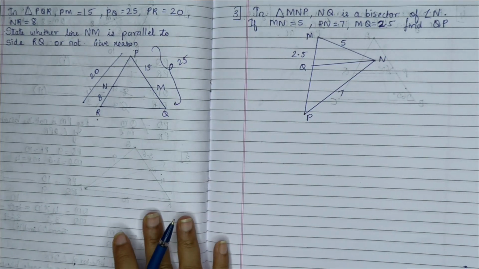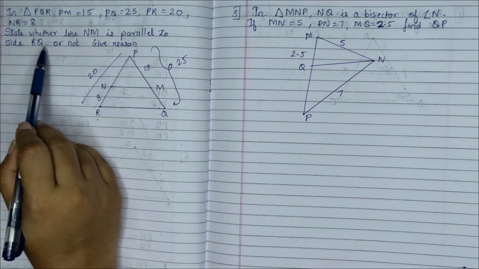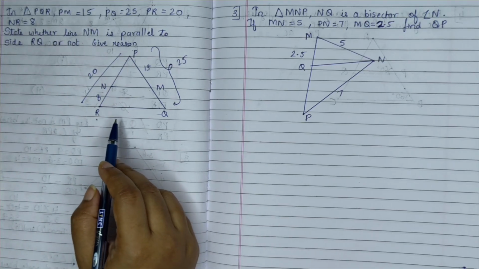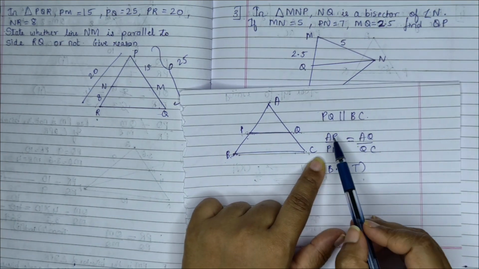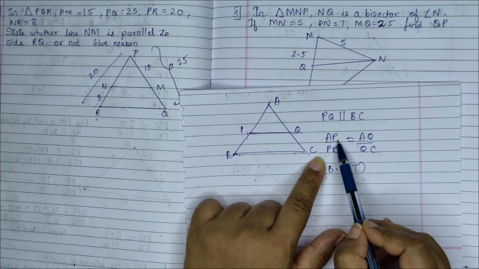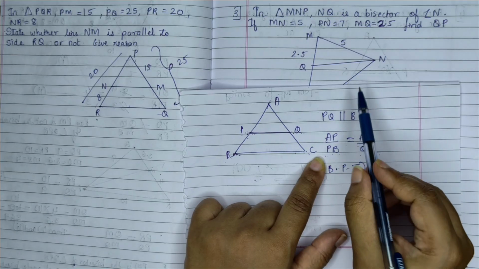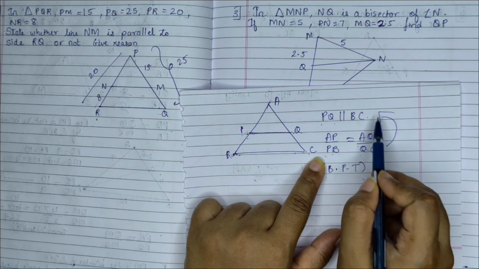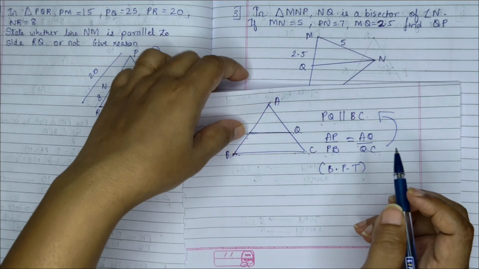Okay, now see here, we have to state whether NM is parallel to side RQ or not. Now this we can do by the converse of the basic proportionality theorem. Okay, the converse of the basic proportionality theorem is the reverse. We can say that if AP upon PB is equal to AQ upon QC, if both the sides are equal, then we can say that PQ is parallel to BC. Okay, reverse. Then we can say that it is by the converse of the basic proportionality theorem.